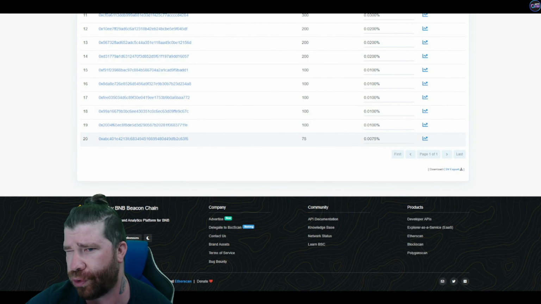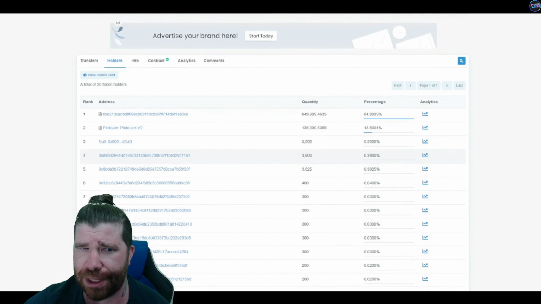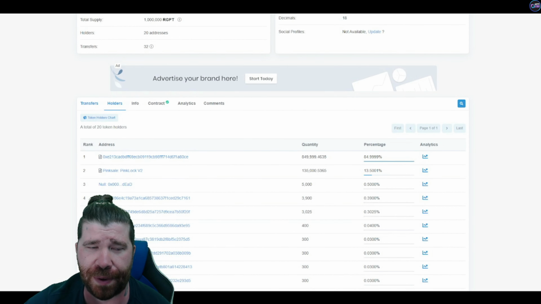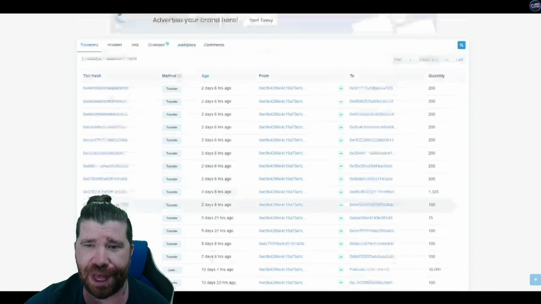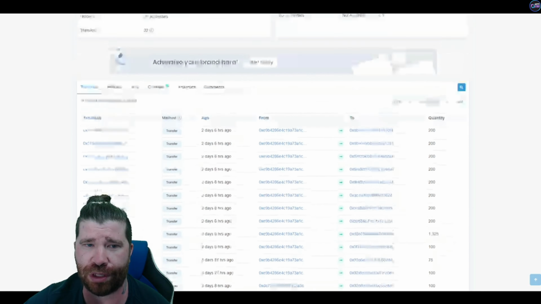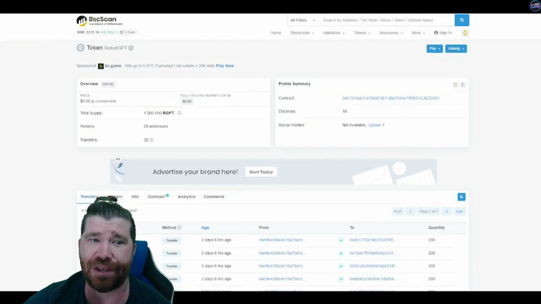Interesting. They already have a lot of holders before they've actually launched. Okay, well, we'll keep eyes on that, I guess. Not sure what's up with that and why they transferred everything to different wallets already. But anyway, so we got 1 million tokens, right? 20 address holders, transfers 32.